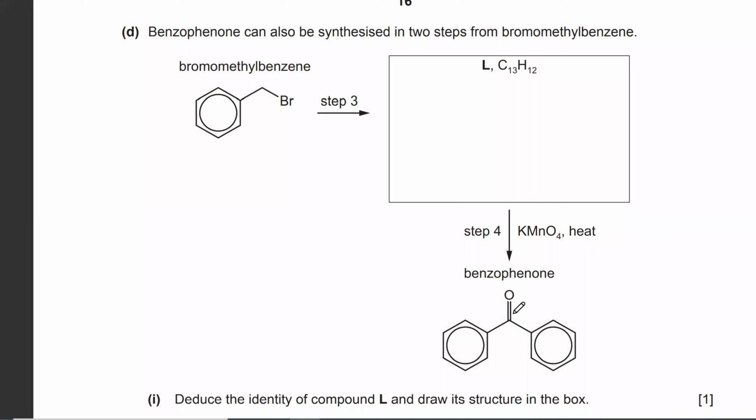So what could be C13H12? That's the question. So you need to go back. C13 means that there must be 2 benzenes. But one benzene has 6 carbon atoms, the other benzene has 6 carbon atoms. So that means there must be another carbon atom somewhere in the middle. And I mean, there is, we saw that there is a carbon in the middle, right?